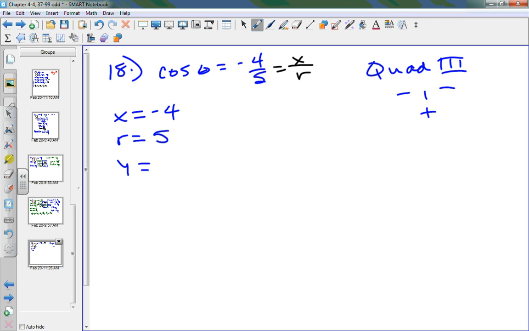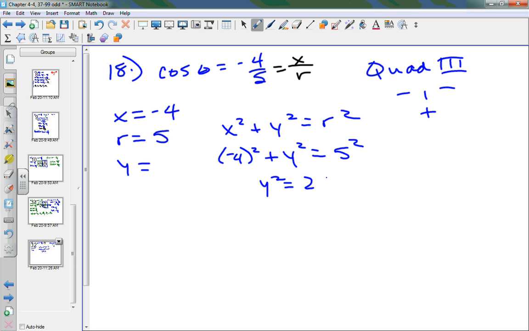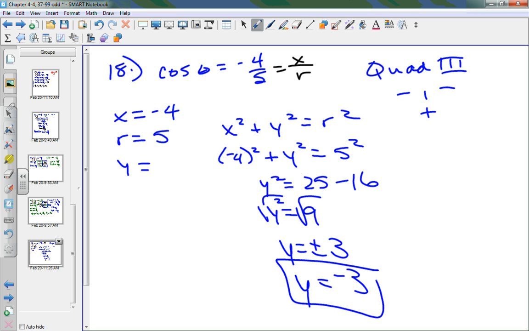You see that? So if I use this formula, x squared plus y squared is equal to r squared, x is going to be negative 4 squared, y I don't know, r is going to be 5 squared, so y squared is going to be equal to 25 minus 16, sorry. Why is it minus 16? Because I took it over the other side, right? What's 25 minus 16? 9, so now I need to take the square root, and y is going to be equal to plus or minus 3. Which one do I take? Why do I take the minus? So y is going to be -3 because I am in quad 3.